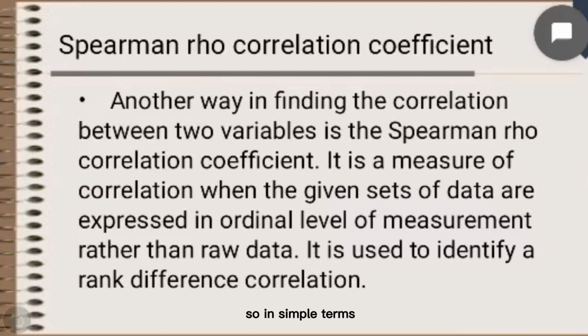So in simple terms, it measures the strength and direction of the association between two rank variables. Its difference from the Pearson correlation coefficient is that it measures two rank variables, while Pearson measures the linear relationship of two variables.